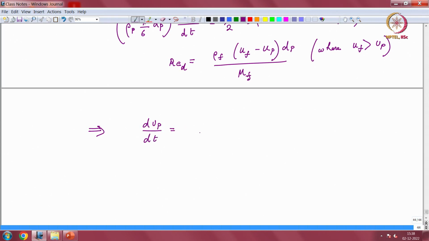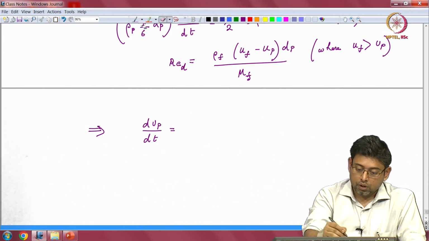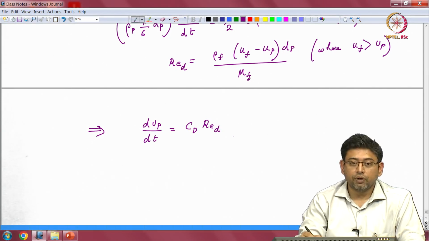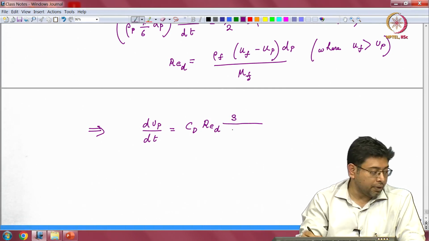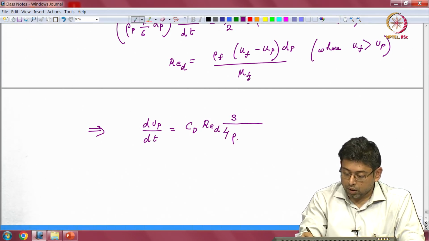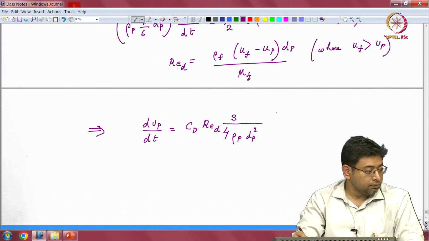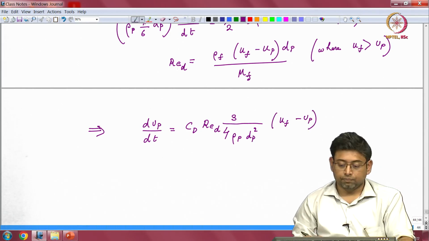On this side I am just going to retain my dUp term, which is my time derivative of the particle velocity, and here I am going to write my other terms, which will now include my drag coefficient and my Reynolds number. Once you do this simplification, I am going to simply write the completed expression right here, and I urge you to do this and make sure that my equation is correct.